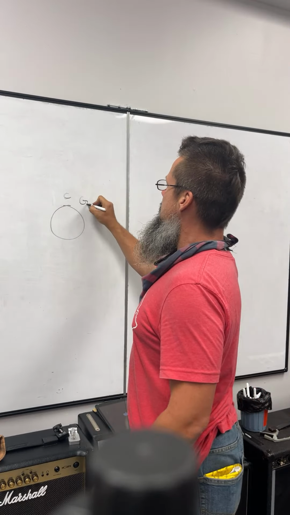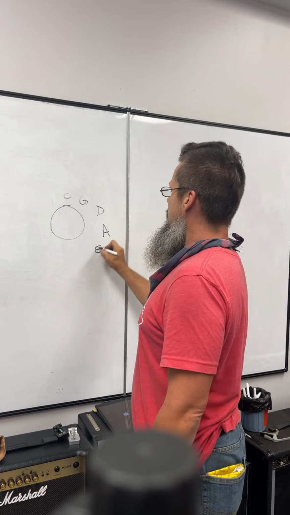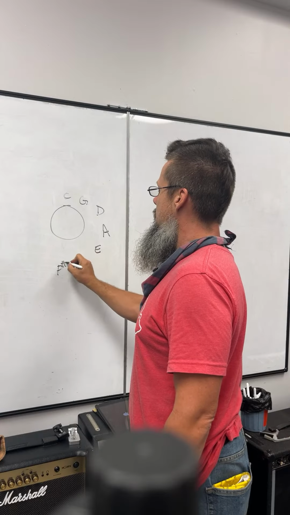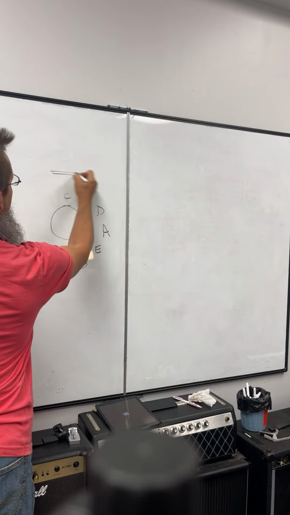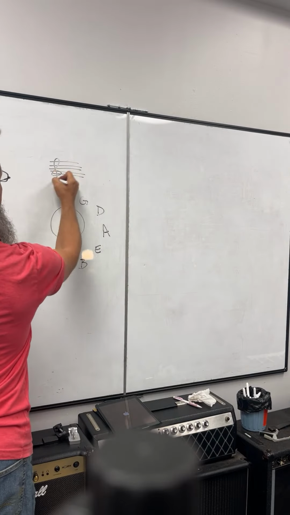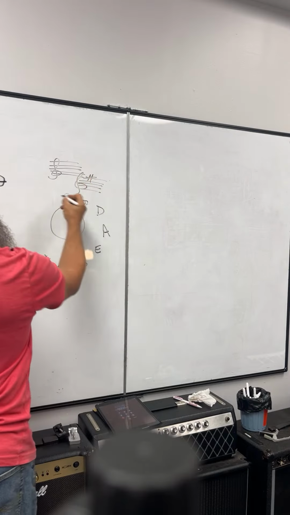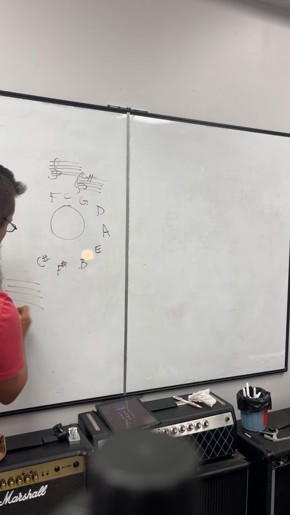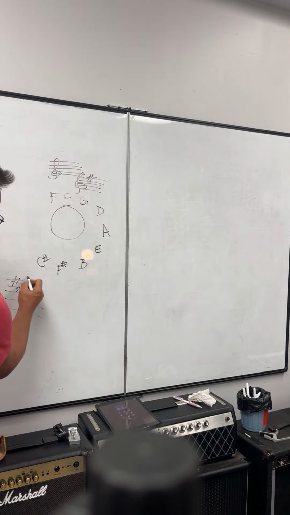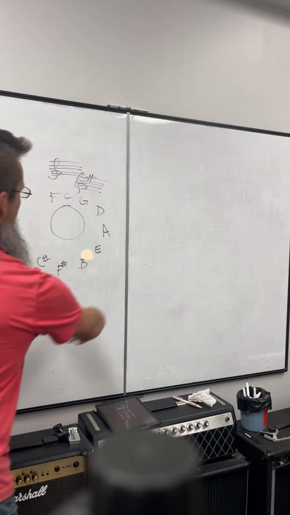C, then G, then we have D, A, E, B, F sharp, C sharp. That's our circle of sharps. When we have C, it has no sharps and no flats. When we have G, it adds one sharp, the F sharp, and then thusly it adds a sharp all the way around until we get to C sharp, which has all of the sharps. It has F sharp, C sharp, G sharp, D sharp, A sharp, E sharp, and then B sharp. This is the key of C sharp. Each one of these goes through there.